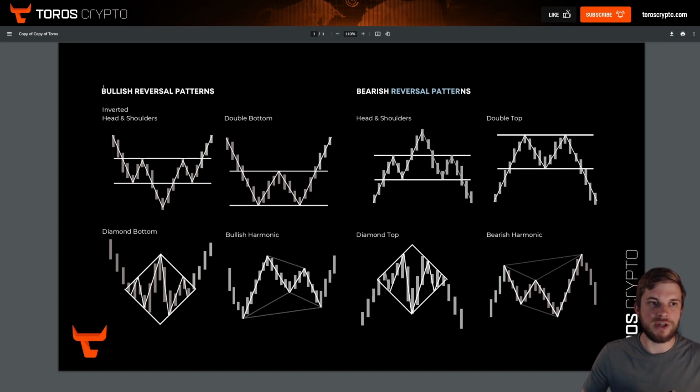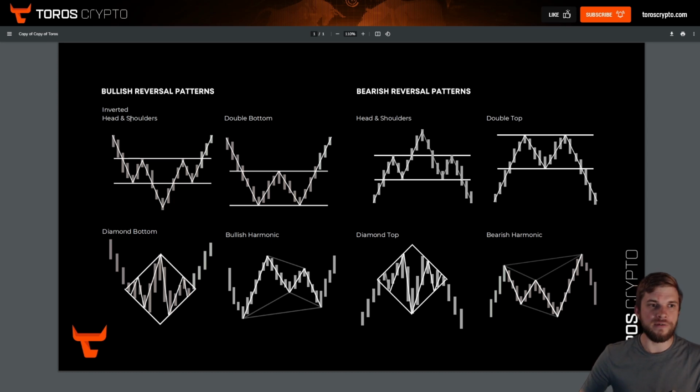So in these examples are bullish reversal patterns. You are looking for the end of a downtrend, which then reverses to start to form an uptrend. Or on your bearish reversal patterns, you are looking for an end of an uptrend that reverses to form the beginnings of a downtrend.